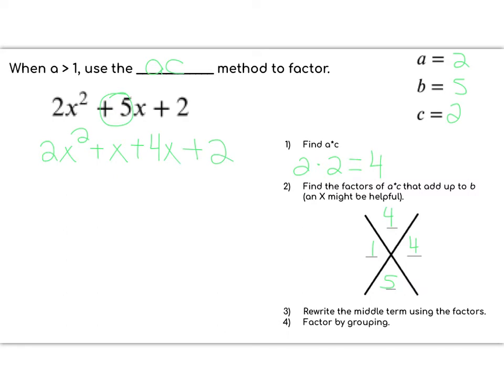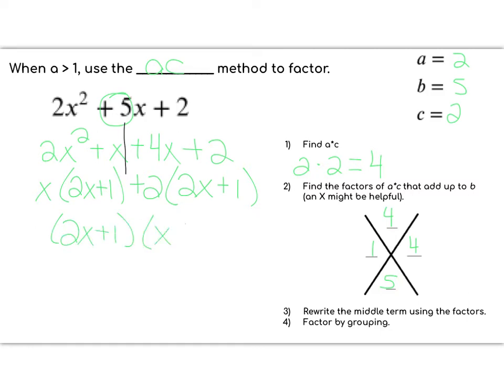So I have 2x squared plus x. If you need to or like to, draw that line down the middle. I'm going to factor out an x, and I'm left with 2x plus 1. And then for my second step, I'm going to factor out a 2, so plus 2. And when I factor that out, I'm left with 2x plus 1. Now I can factor 2x plus 1 out, and I'm left with x plus 2. So 2x squared plus 5x plus 2 factors to 2x plus 1 times x plus 2.